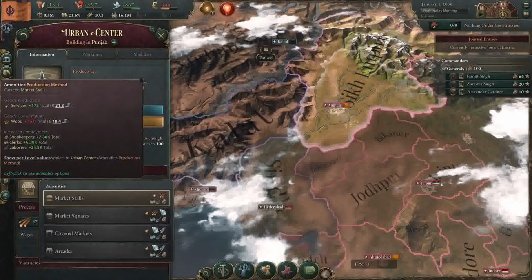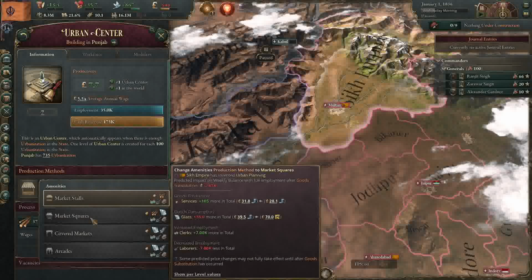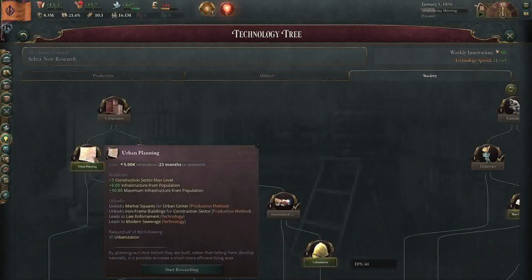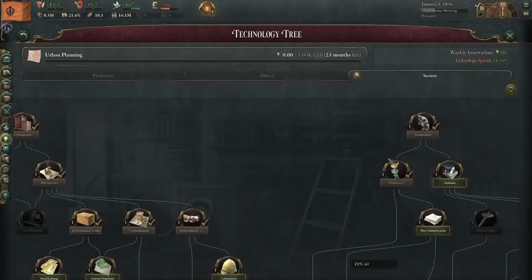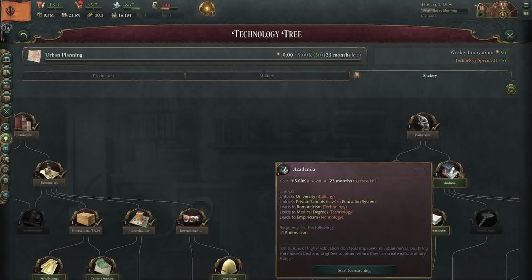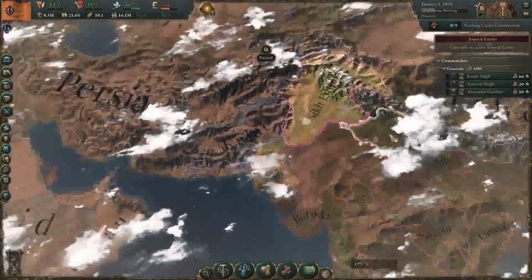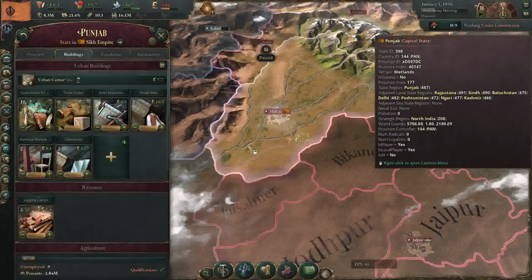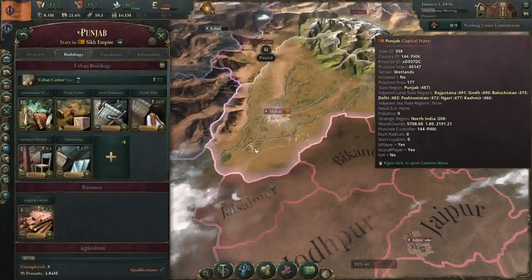That means that you should be using market squares here, but you can't because you don't have urban planning. So you need to research urban planning as your first technology, and then you kind of need to research academia as your second technology, because you're going to need the ability to use this glass for something useful industrially. It's really going to next level your growth.